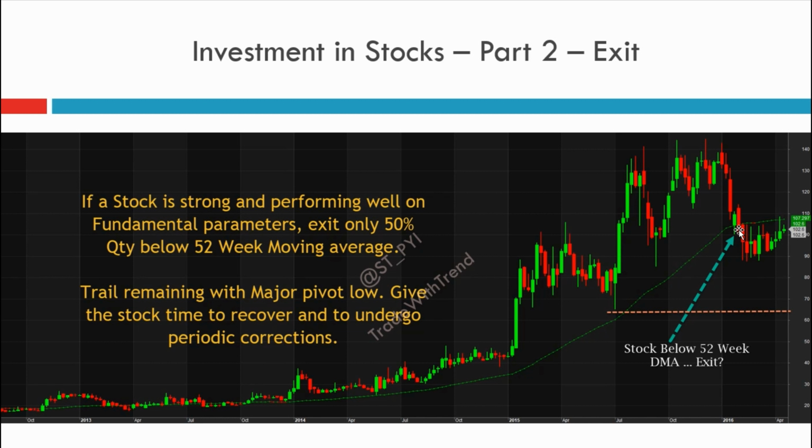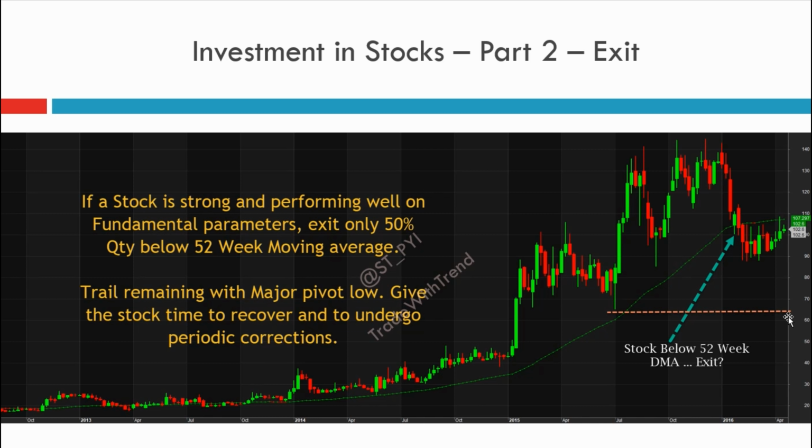of the stock at this point where it closes below the 52-week moving average, and then find the relevant pivot low on a weekly time frame chart. So hypothetically, let's say we are here, the relevant pivot low is this low level, right? So you mark a line here. Okay, so you have exited 50% of the trade here. Now in case price breaches this pivot level, you exit the remaining 50%.